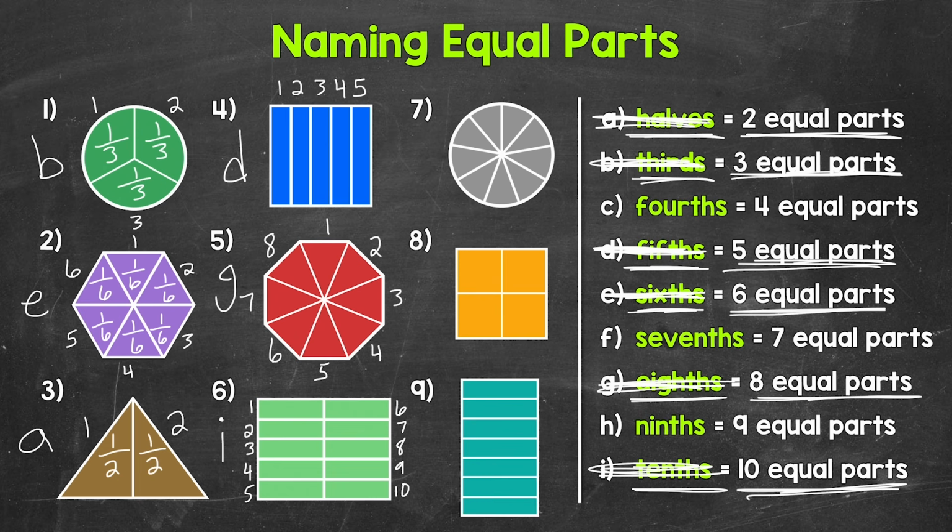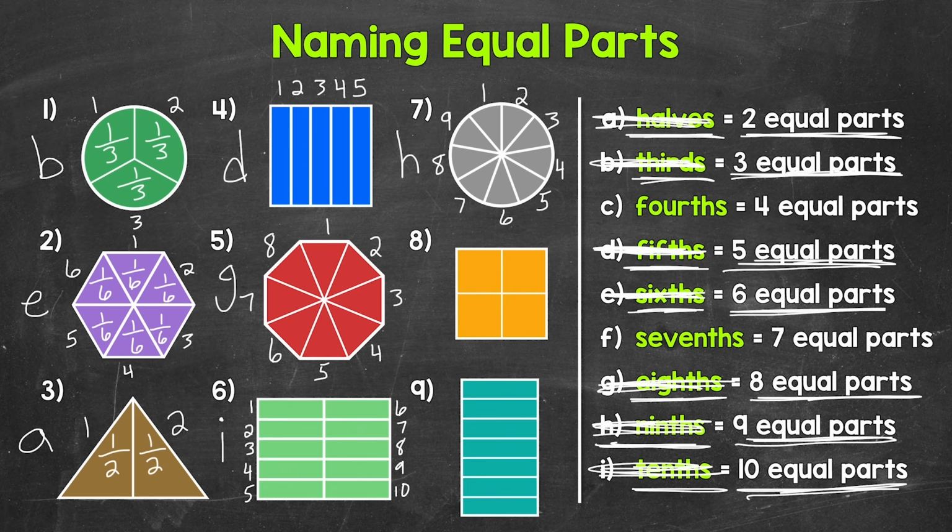Taking a look at number 7 now, we have a circle, that's our whole, and this circle has been divided into 1, 2, 3, 4, 5, 6, 7, 8, 9 equal parts. 9 equal parts we call ninths. So let's put an H next to number 7 and cross off ninths. Each one of those equal parts is 1/9 of the circle, the whole circle.